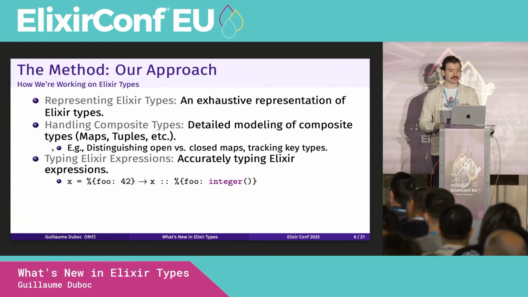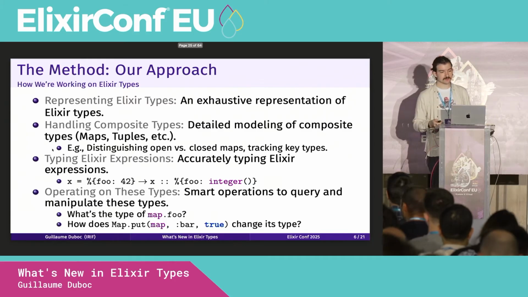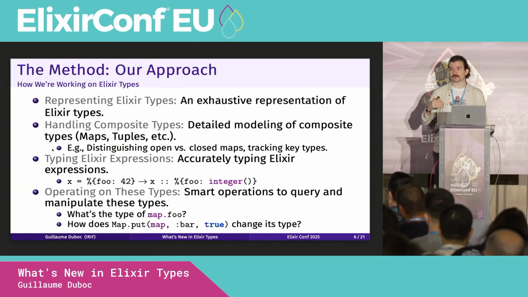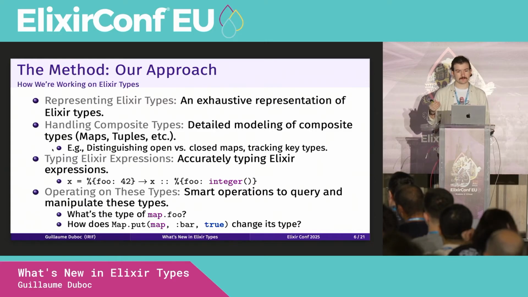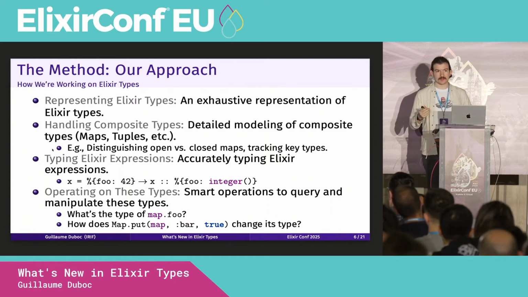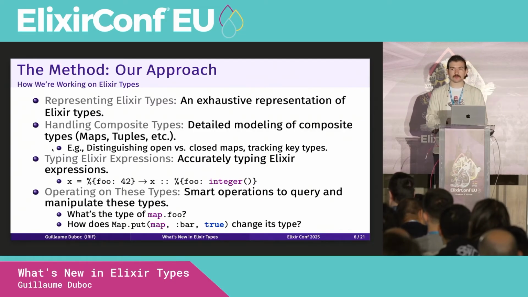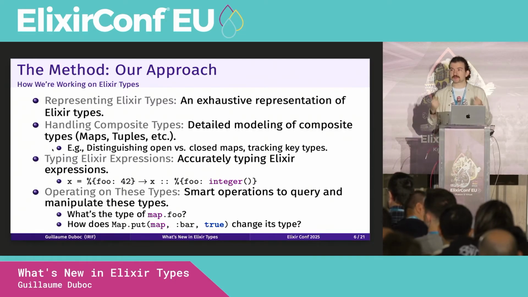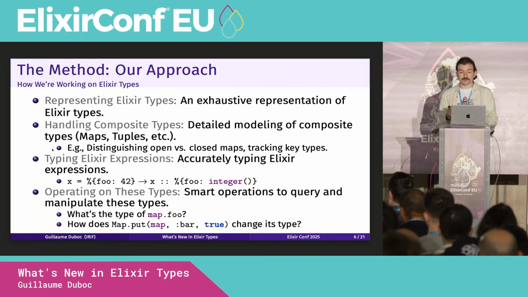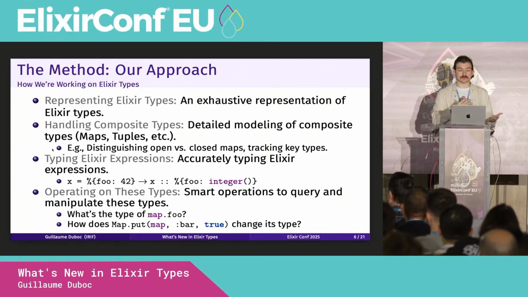So here we type this map with the type of maps that have one key foo set to an integer, and to ask questions about these types. And those operations, if you have a representation for types that is sufficiently rich, such as the one that we have for maps, for instance, are not trivial questions. What's the type of the foo field in the map, and what happens to my type when I put some key inside of it?